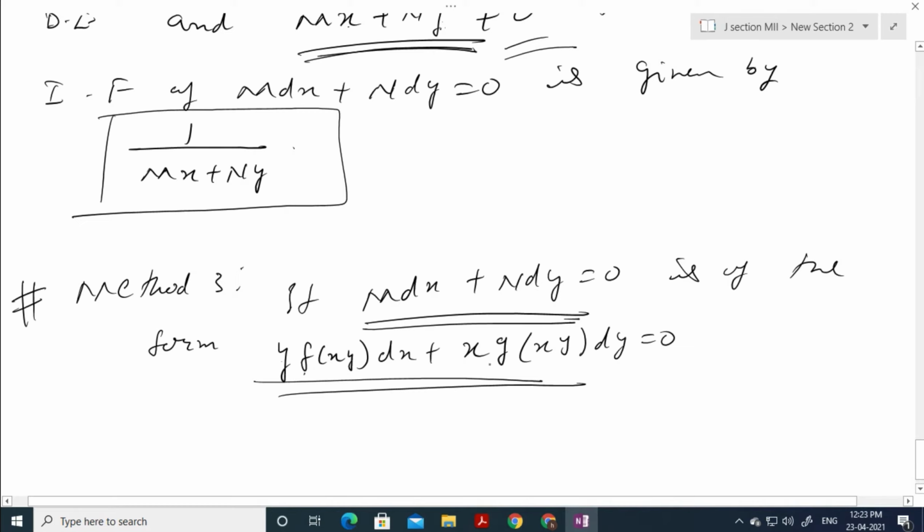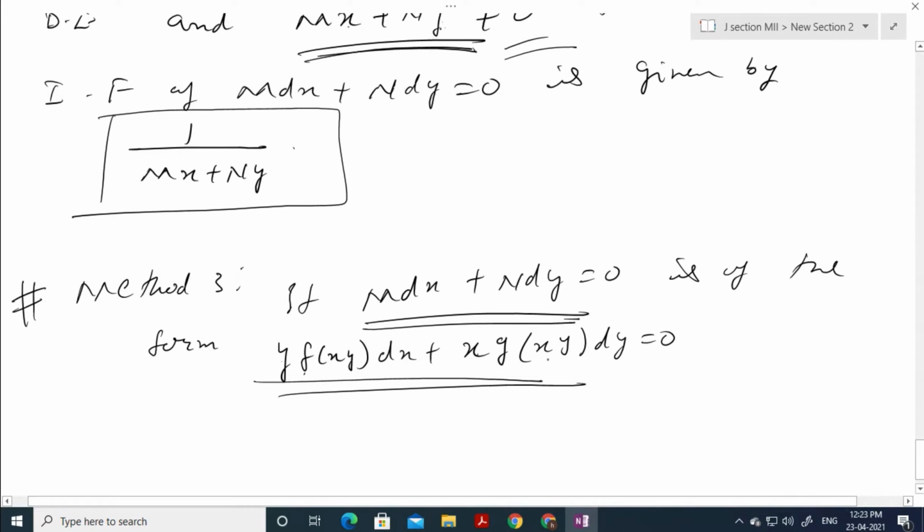Similarly, n is nothing but x into g of xy. That means you should be able to take x common from n and the remaining function should be in terms of x into y. There is no comma in between. Careful, it is not a function of x comma y, but a function of x into y. So you can have x square y square, sin xy, cos xy, something like that. Wherever you have x, you should have y also. Understood this part?